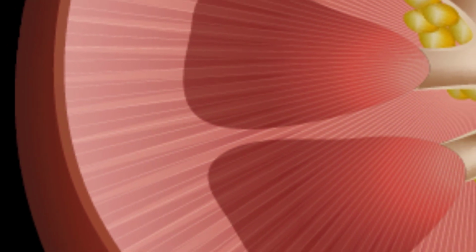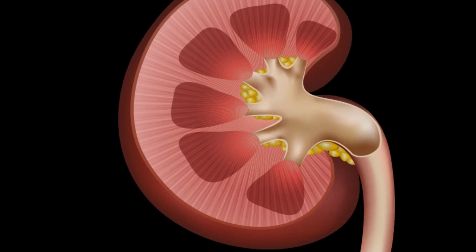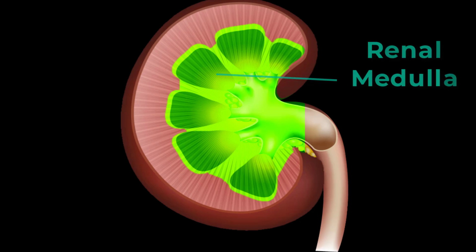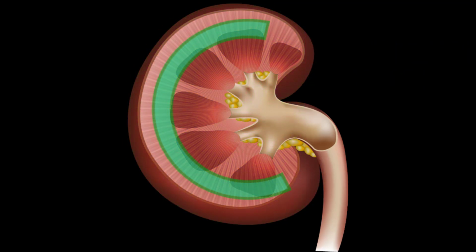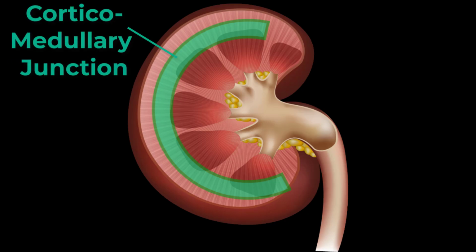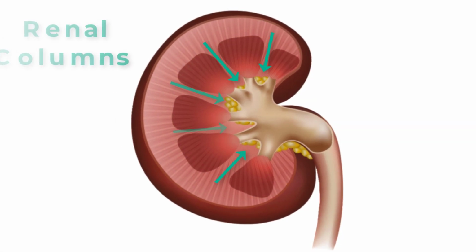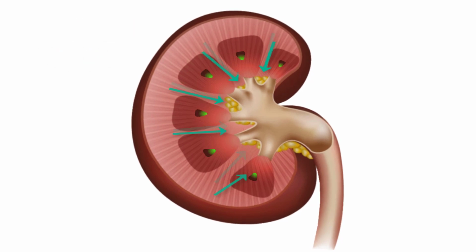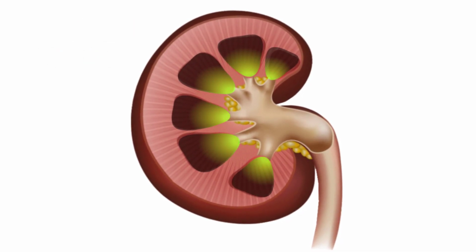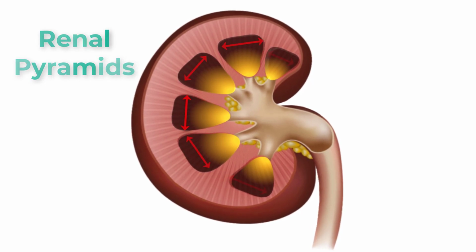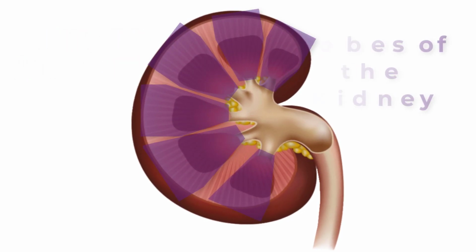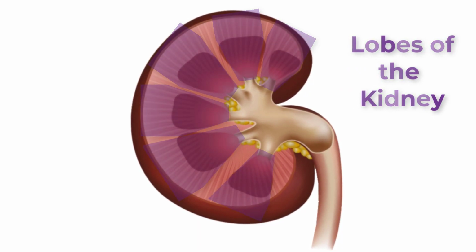The parenchyma is divided into 2 zones, an outer renal cortex about 1 centimeter thick and an inner renal medulla that faces the sinus. The boundary between the cortex and the medulla is called the corticomedullary junction. Extensions of the cortex, called renal columns, project toward the sinus and divide the medulla into 6 to 10 renal pyramids. Each renal pyramid is conical, with a broad base facing the cortex and a blunt point called the renal papilla facing the sinus. One pyramid and the overlying cortex constitute one lobe of the kidney.